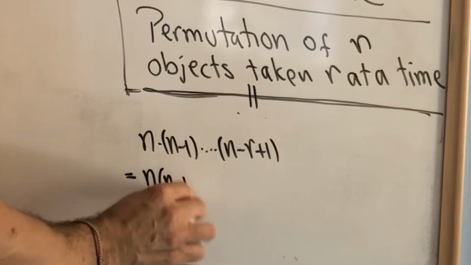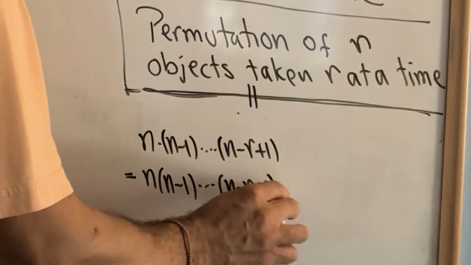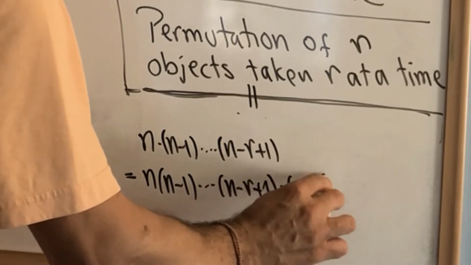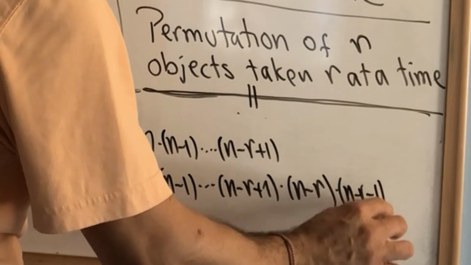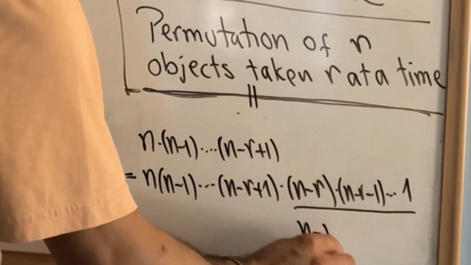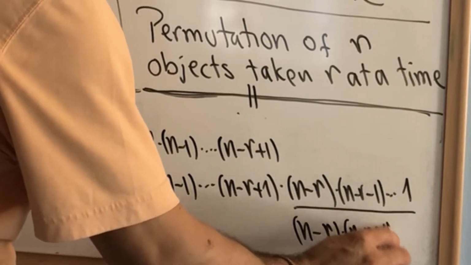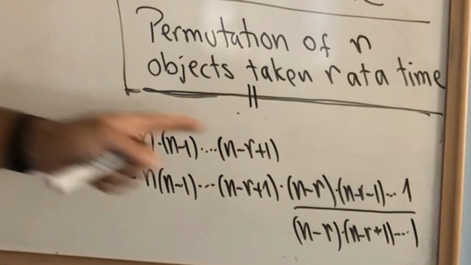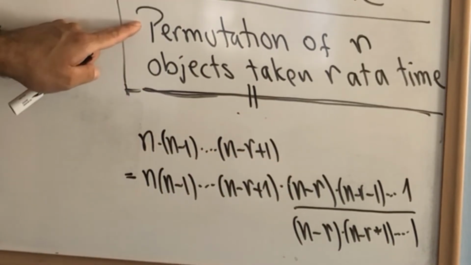n times n minus 1 times ... times n minus r plus 1 times n minus r times n minus r minus 1 times ... times 1, over n minus r times n minus r minus 1 times ... times 1. Note that this is just essentially 1. That's the reason this is equal to this, and this is the number of permutations.